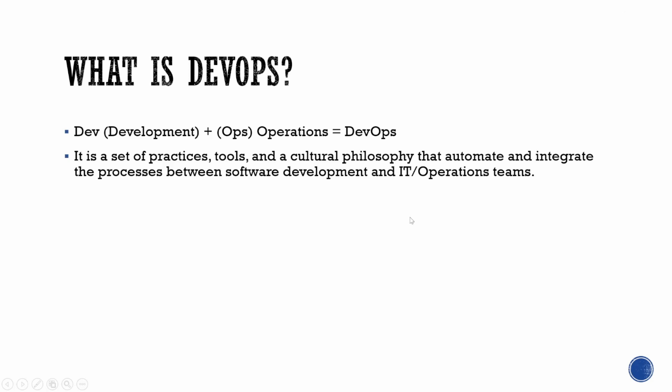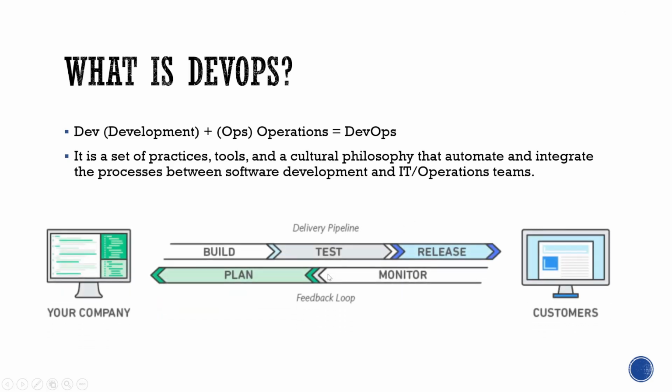So, when you become a DevOps engineer, there is a set of practices that you do. This is a diagram taken from the Amazon website, so credits to Amazon. This is your company on the left, and then these are the customers. When you become a DevOps engineer or a DevOps consultant, you create a delivery pipeline and get feedback from the customers for your company. There could be any product or project that you are working on. You have to create a pipeline.